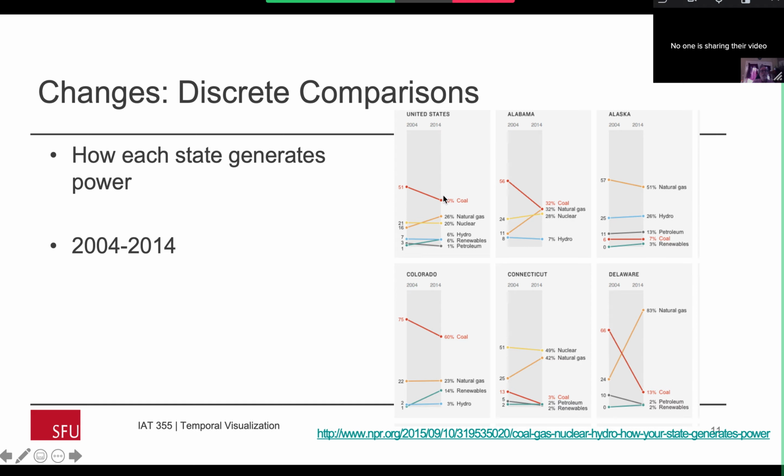So in this thing, again, this is a temporal plot. There's just 2 years being plotted here, 2004 and 2014, but it's being plotted 6 times. One plot is for the United States as a whole, and the other 5 are, roughly alphabetically, 5 states in the USA: Alabama, Alaska, Colorado, Connecticut, and Delaware. And what's being plotted here is the proportion of electricity that's generated by whatever power source. I'm presuming this takes into account only local generation, not power imported or exported to another state.